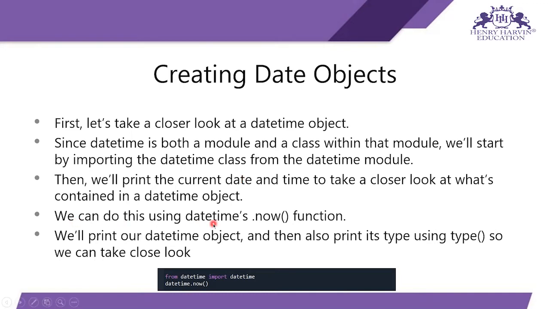We can do this using datetime's now function. If I want to identify while coding what the time and date are, and some other formats, then by using this now function I can print that. We will print our datetime object and then also print its type using type, so we can take a close look. Basically, with this code, from datetime import datetime, as you can see, this library has a module with the same name as the library. And then when you write datetime.now, you can print the current date and time at the moment you are writing the code.